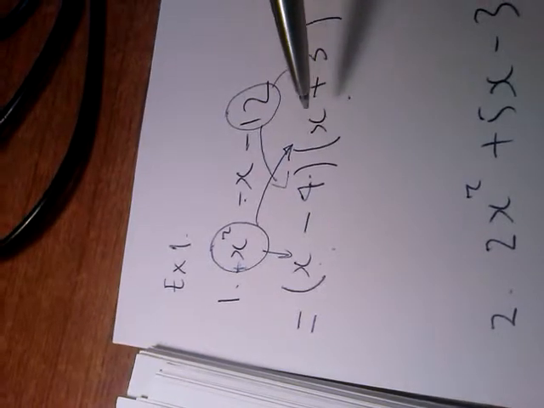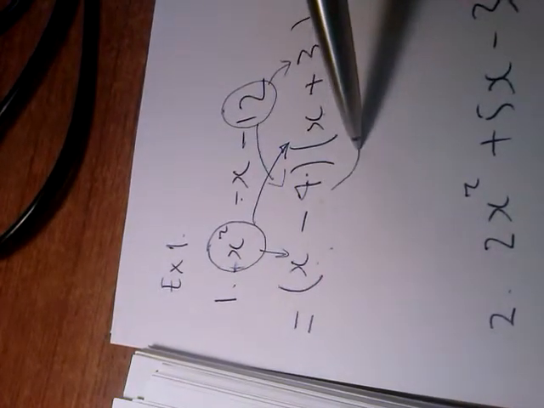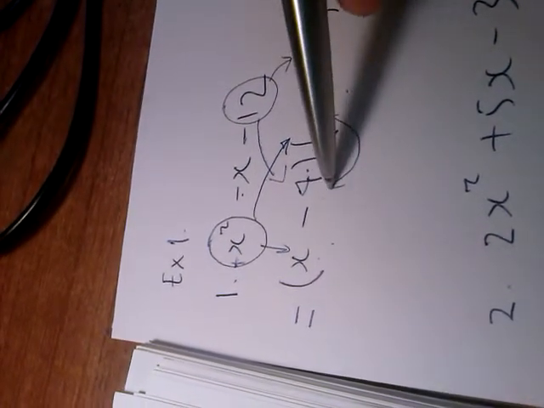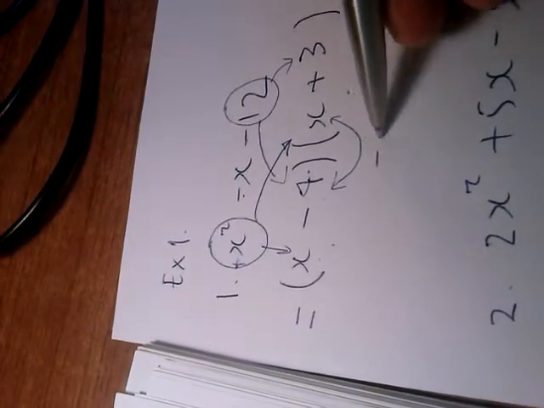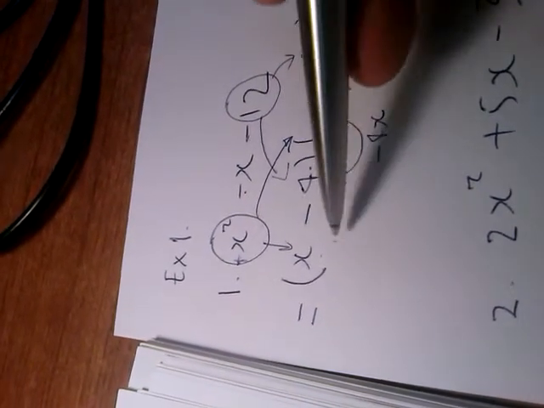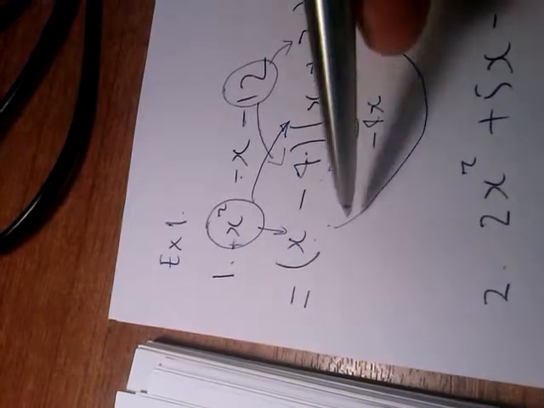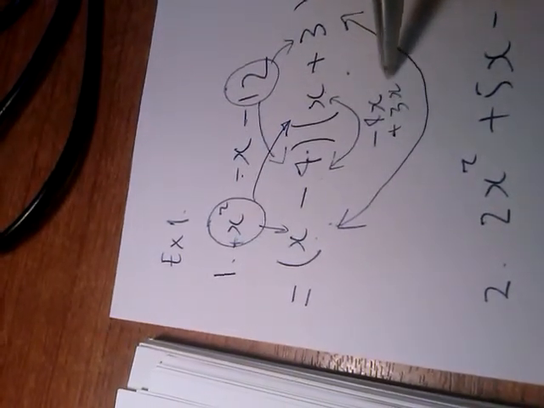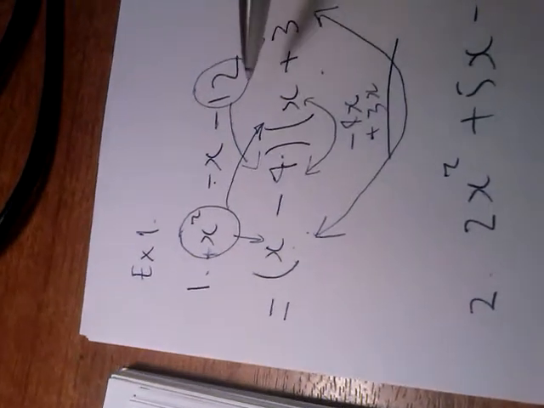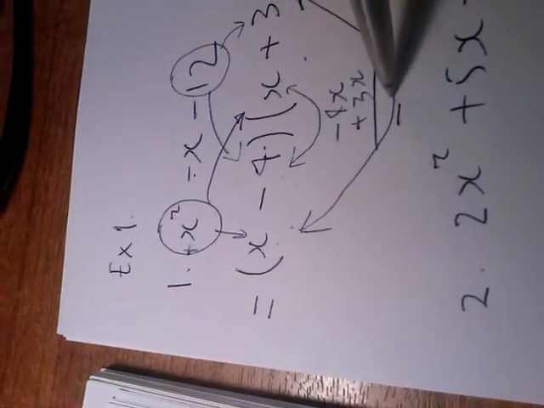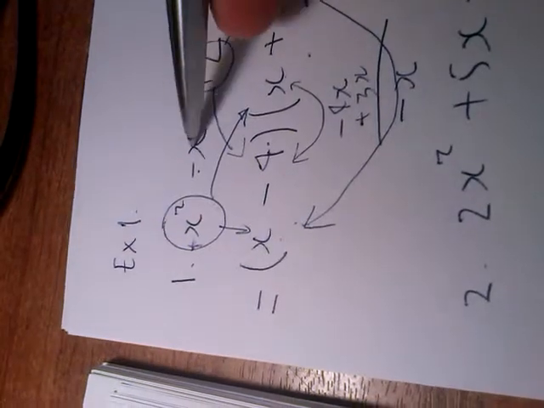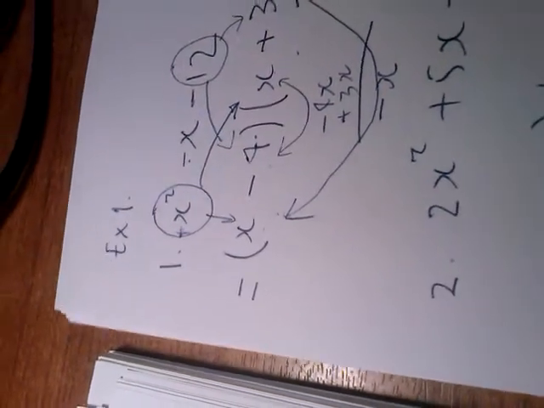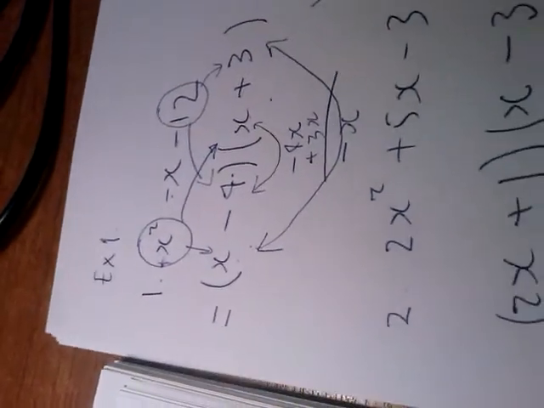Now to check our answer, we multiply the close ones, that gives you minus 4x, and we multiply the far ones, that gives you plus 3x. When I add them up algebraically, I get minus x, or minus 1x, which is the middle one. Therefore, the factorization is correct.